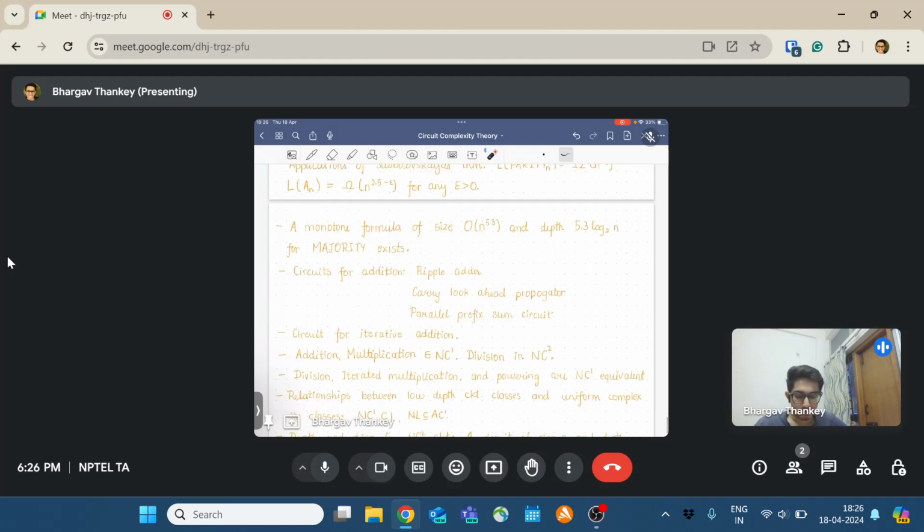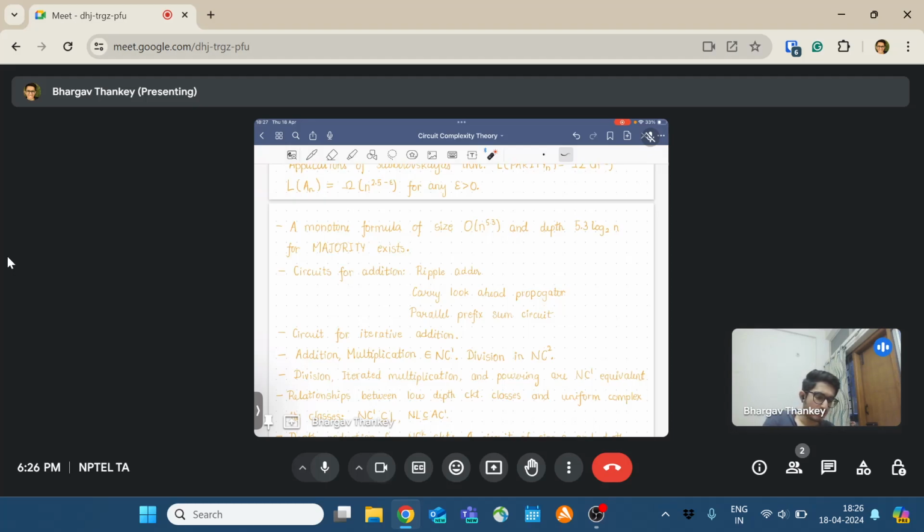After that, we looked at an upper bound from monotone formulas. A formula or a circuit is said to be monotone if it only contains AND and OR gates, so it does not contain NOT gates. And we saw that there exists a monotone formula of size order n to the 5.3 and depth 5.3 log n for majority.